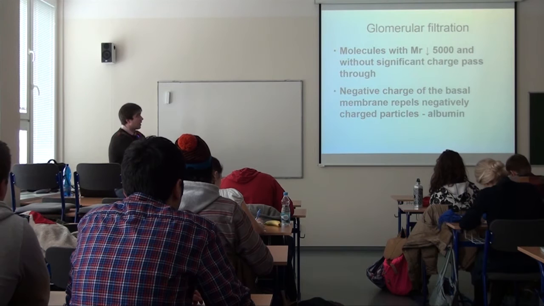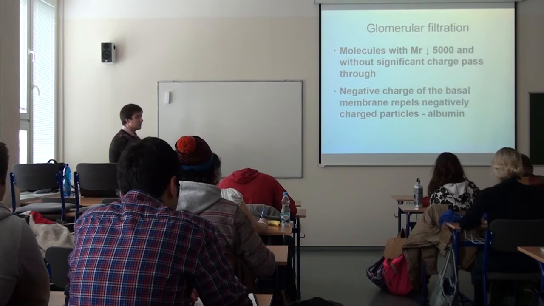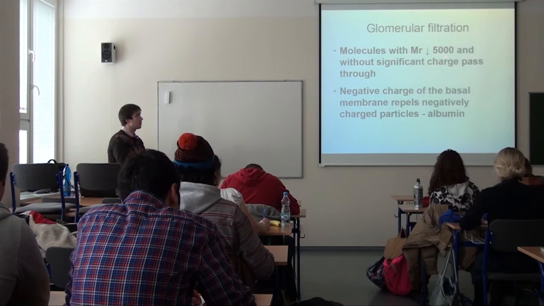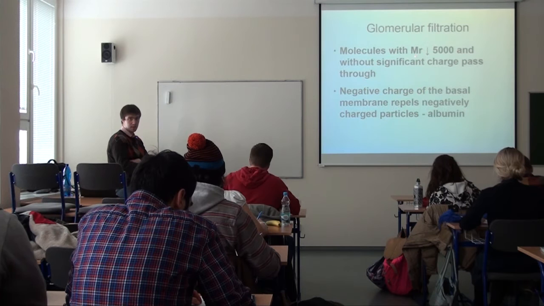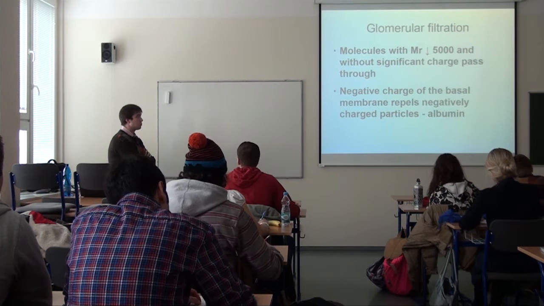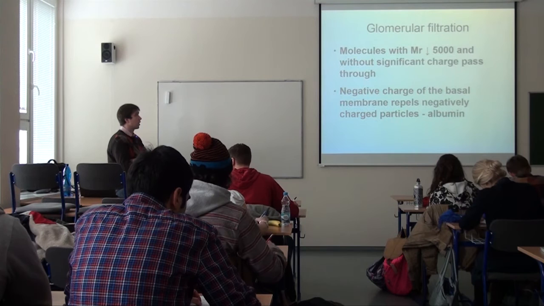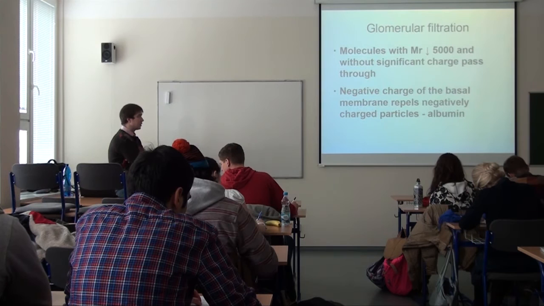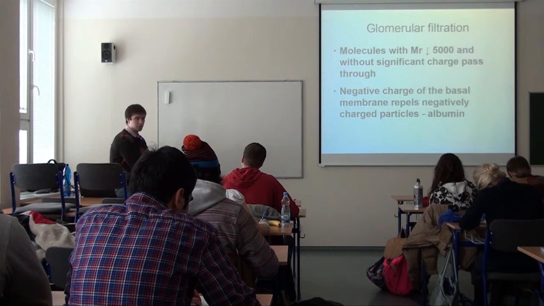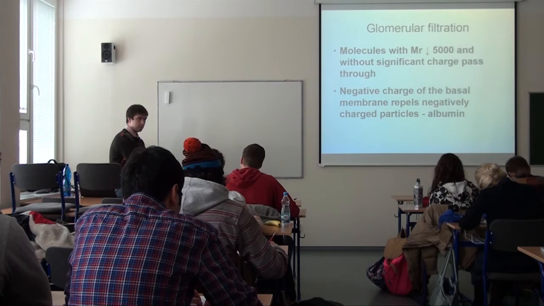So through the glomerular membrane can pass only compounds that have molecular weight lower than 5,000 and without significant charge. Yes? One protein is precisely at the border. Yes, that's albumin. Albumin has molecular weight approximately this. And it does not cross through the membrane only for there is the negative charge. If you lose the negative charge, albumin will go to urine. Yes? This state we call albuminuria.